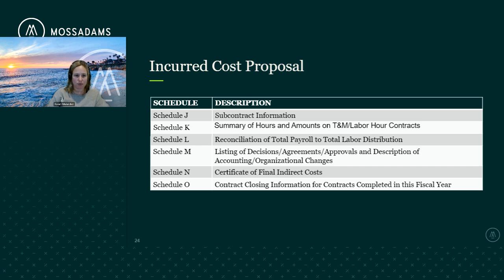Just to keep going through these, Schedule K is going to detail out all of the amounts billed on a time and materials contract. So labor hours by labor category, by billing rate, and that will flow back into Schedule I.